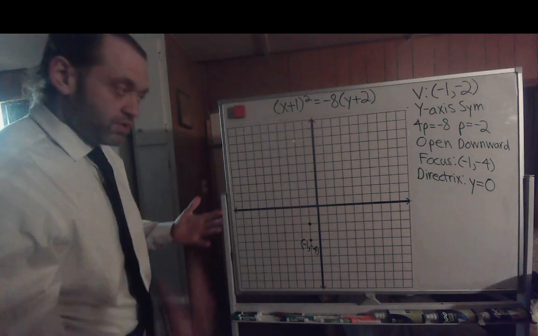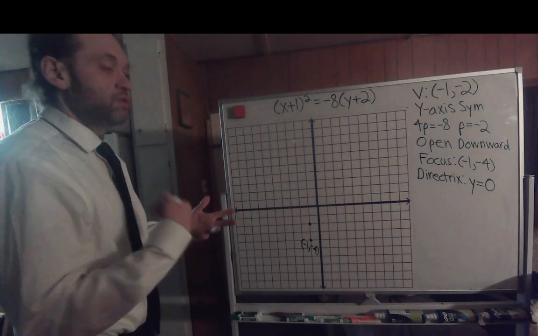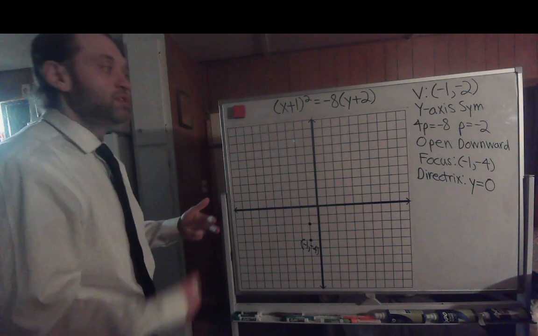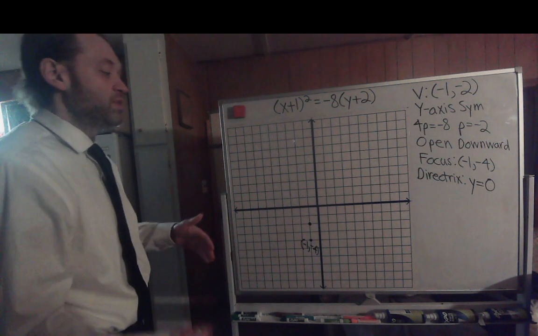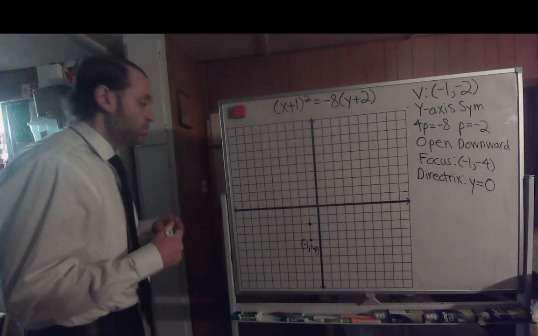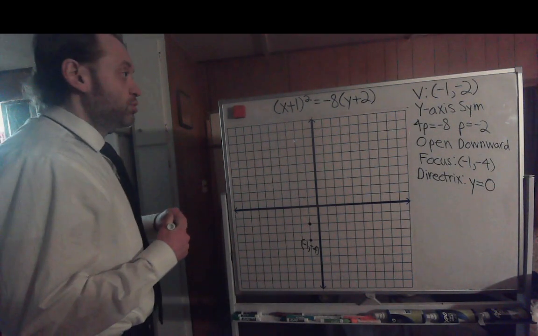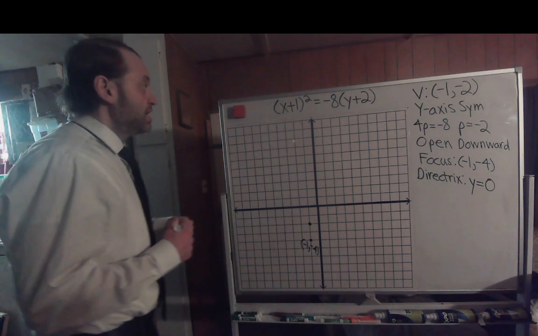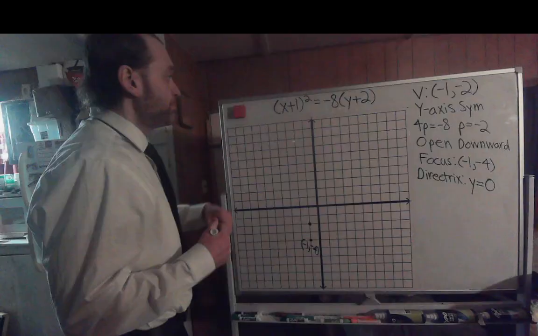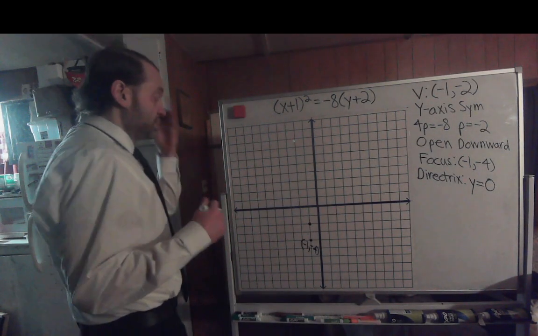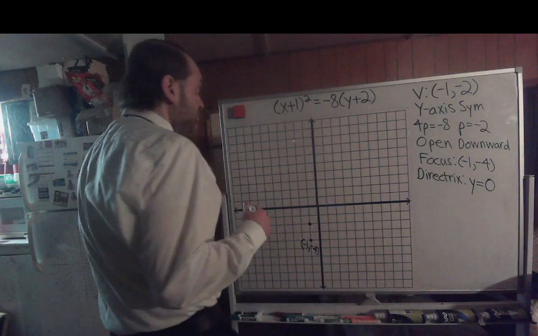Okay, so now we know the directrix, we know the focus, we know the vertex, we know which way it opens, what axis it's symmetrical with, and all that. We can go ahead and graph this. So let's find some points here. So if x is 0, what are you going to get if x is 0? That's an important one to have.